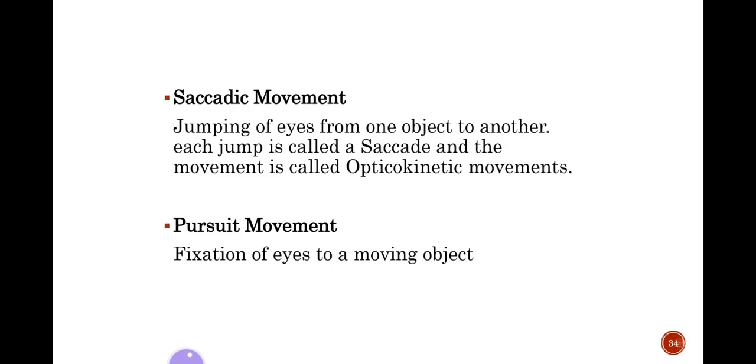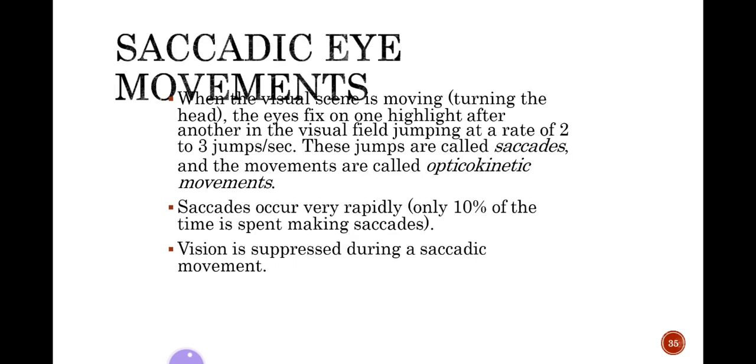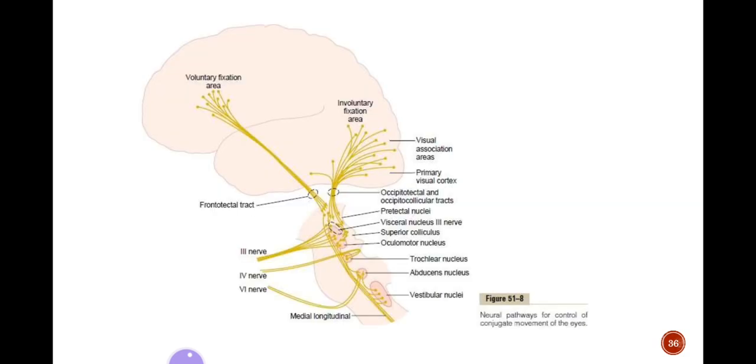Jumping of the eye from one object to another. The eye jump is called a saccade and the movement is called optokinetic movement. What are pursuit movements? Fixation of the eyes on a moving object. This slide shows the saccadic movements of the eye, how they work.